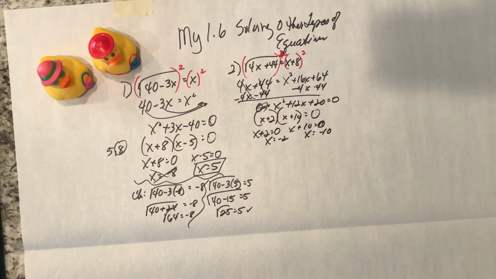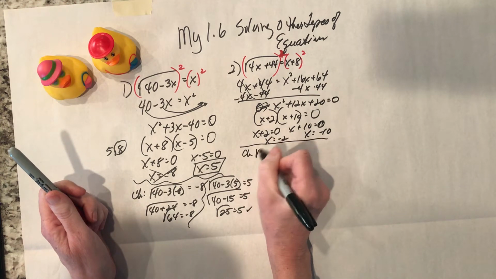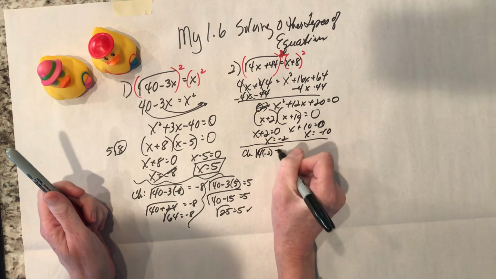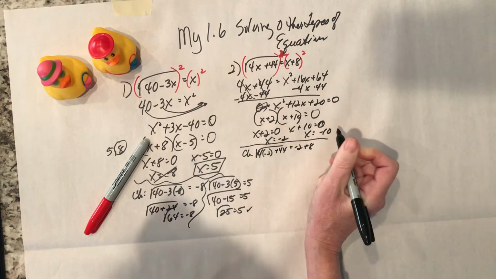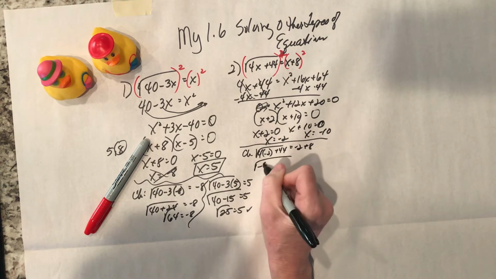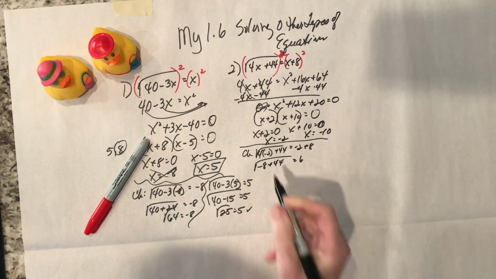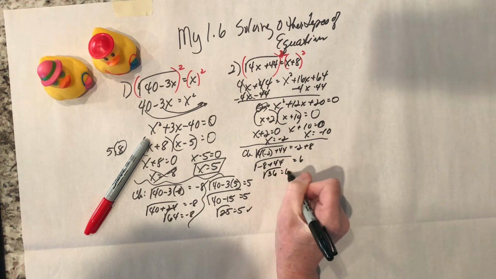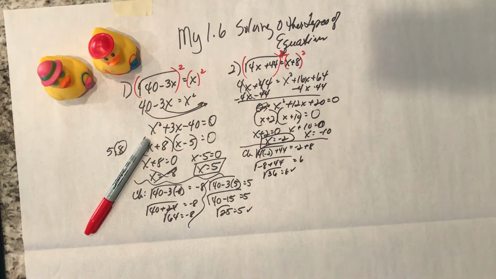Let's check both of those. Let's see, the square root of 4 times negative 2 plus 44 equals negative 2 plus 8. So this is a negative 8 plus 44 equals 6. So we get the square root of 36 equals 6. Good, that works. So negative 2 is a good answer.